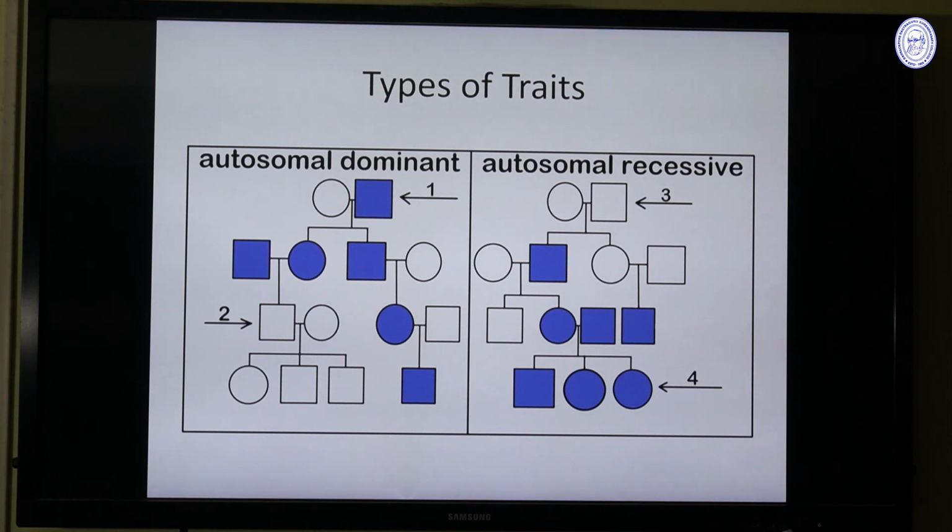Why autosomal? Here male and female both are affected. You can see that here the male has the autosomal recessive condition. The trait has skipped a generation, meaning in the first generation there is no trait, and also this affected individual has both parents unaffected, meaning they are carriers but they are not showing any trait.